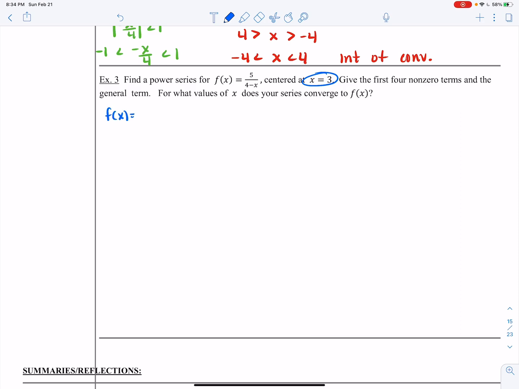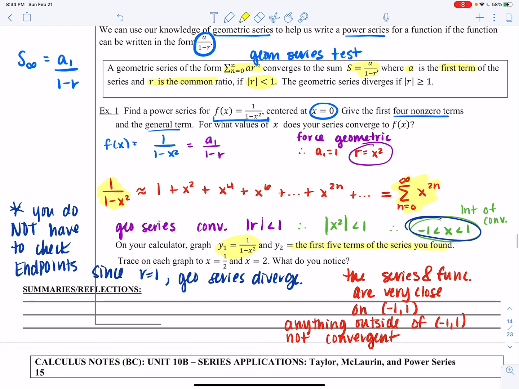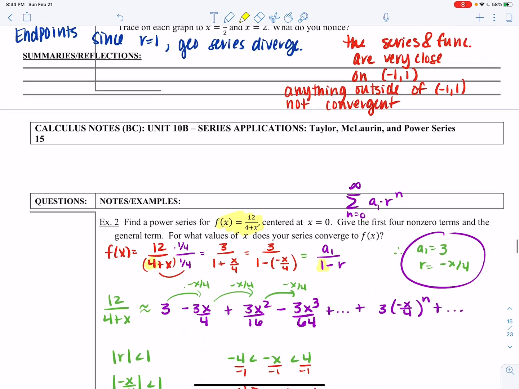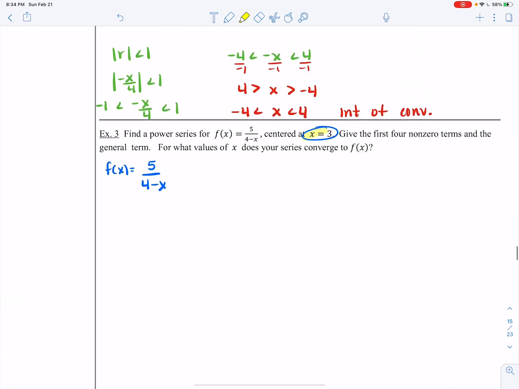my function is 5 over 4 minus x. In the previous two examples, we've been centered at 0. Notice here, centered at 0. Notice here, centered at 0. So now we're going to get a little bit spicier. I want to center at 3. So if I want to center at 3, remember that I need to make an x minus 3 in every term. So every term needs an x minus 3. So how are we going to do that?